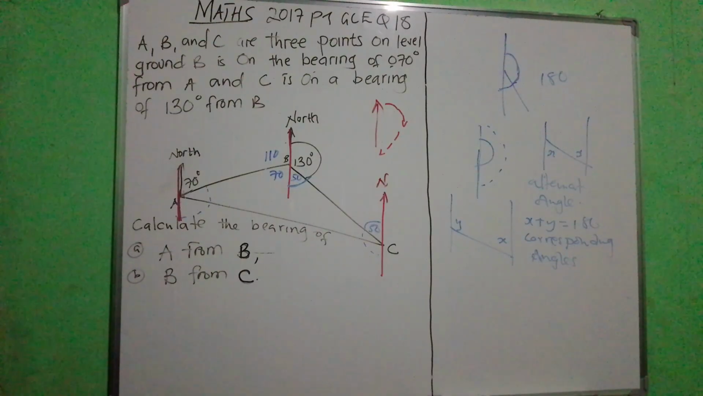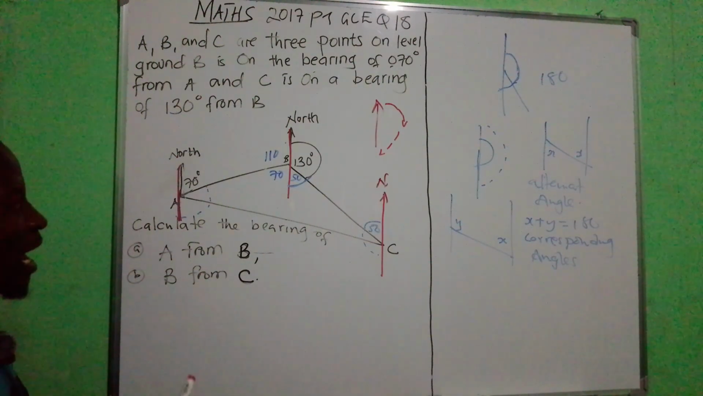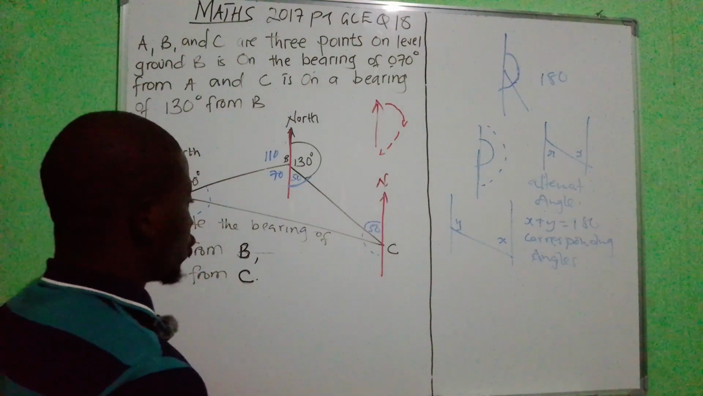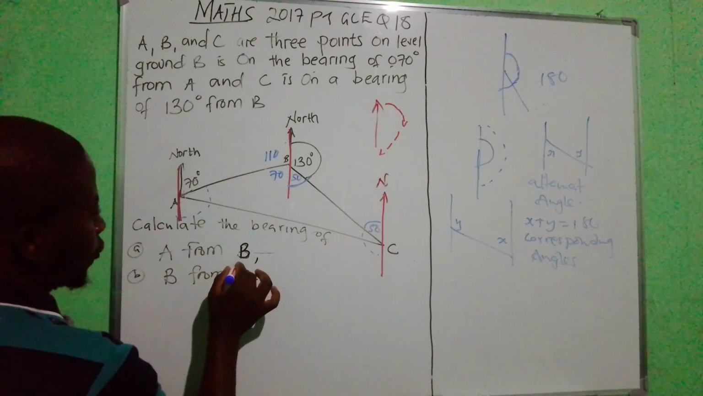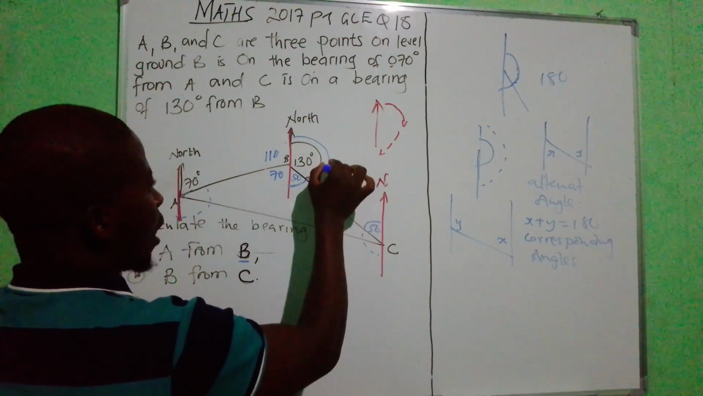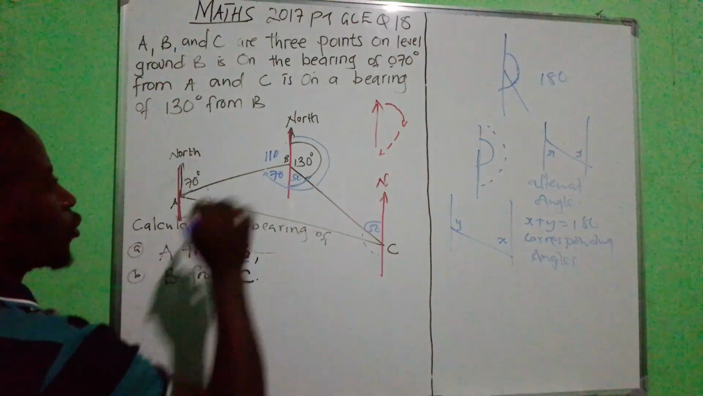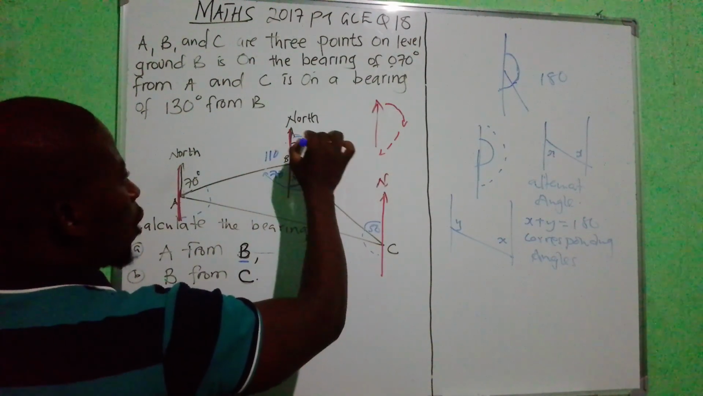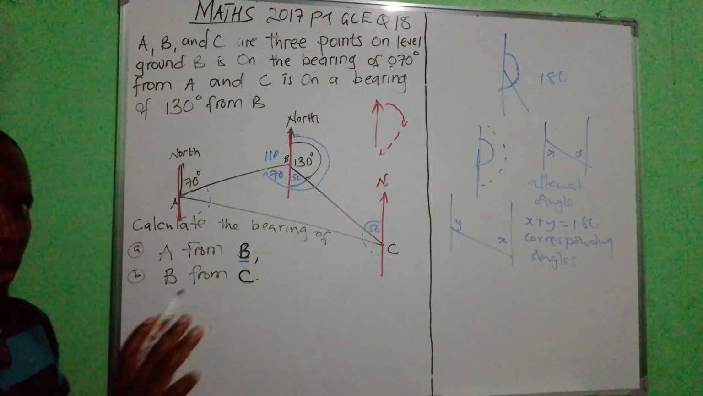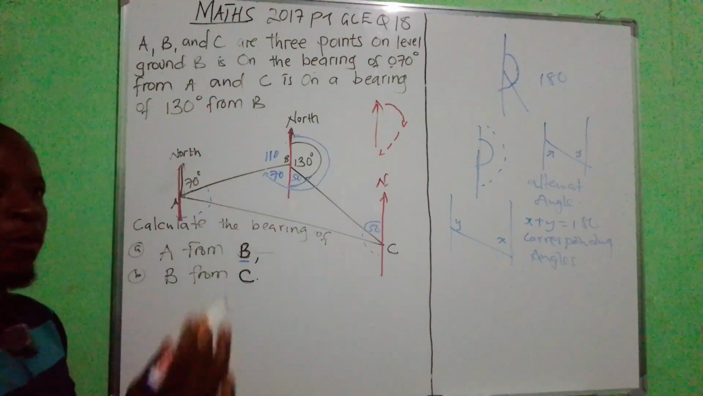They have said calculate the bearing of A from B, meaning you stand at B, then you move until you meet the line that is going to A. This is what it means. You stand at B, then you start rotating in a clockwise direction until you meet the line that is going to A. So we are going to add 130 plus 50 plus 70 to find the angle we are looking for.